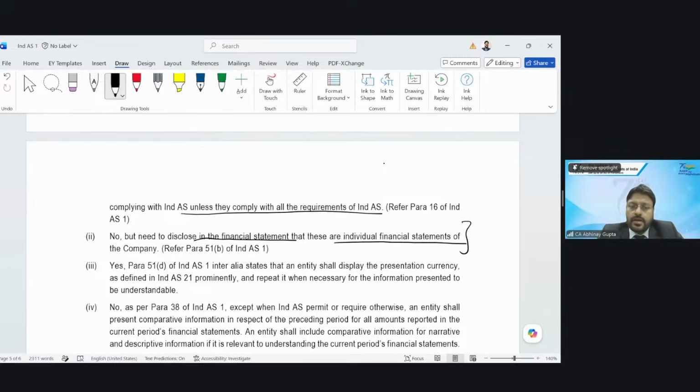Is that clear? So we don't need to say a standalone balance sheet, a standalone profit and loss, a standalone cash flow statement, a standalone explanatory notes. No, we don't need to mention the standalone word everywhere on the financial statements, but somewhere on the financial statements, we need to call it out that these financial statements are individual financial statements of the company, right?